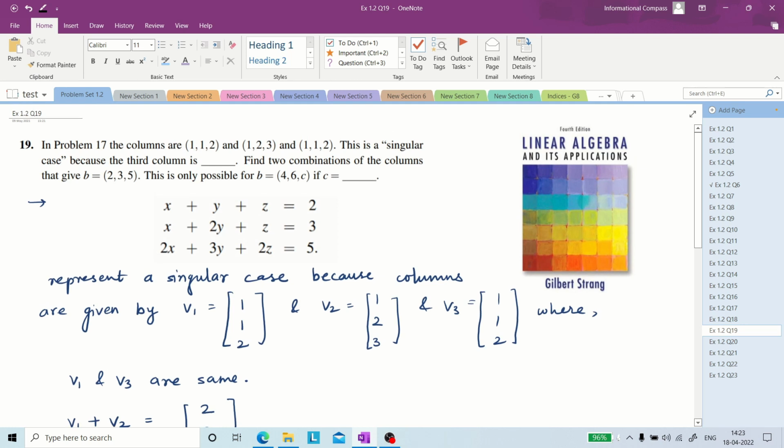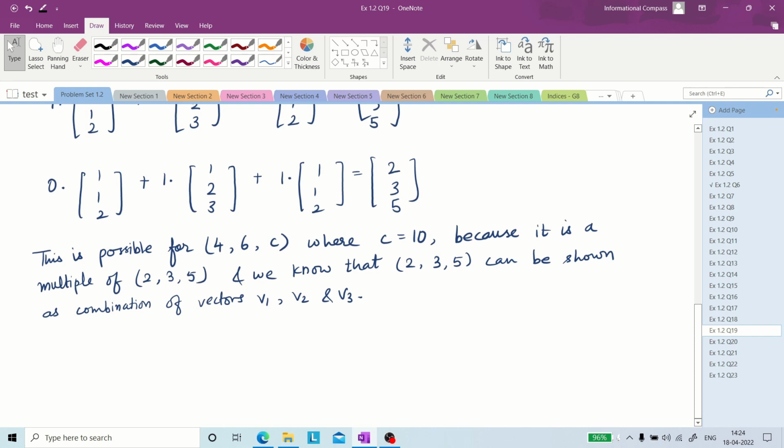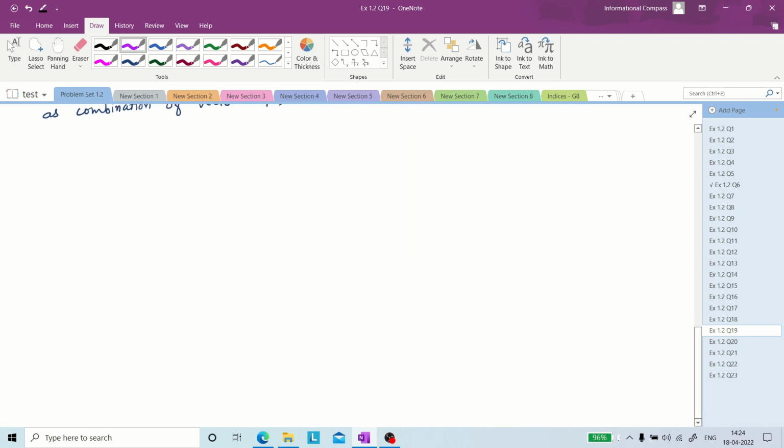So I'll just write down this result here itself. So yes, this is a singular case because the third column is same, right? Find the two combinations. We'll have to write down the two combinations, that is adding first and the second column or second and third column. It is only possible for B is equal to 4, 6, C when C is 10 because it is a multiple. Okay, I'll write it down all of them stepwise. Just give me 1 minute, complete that part.